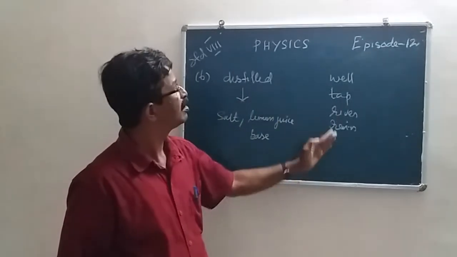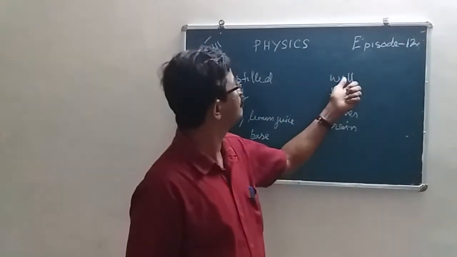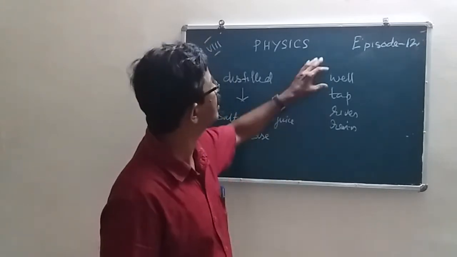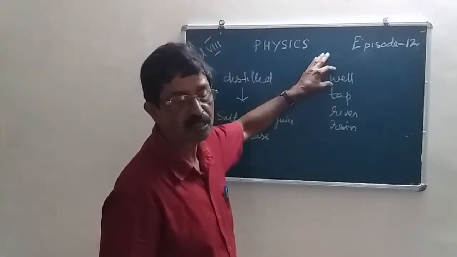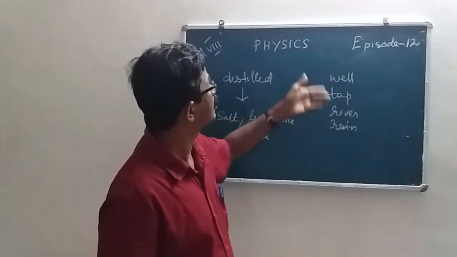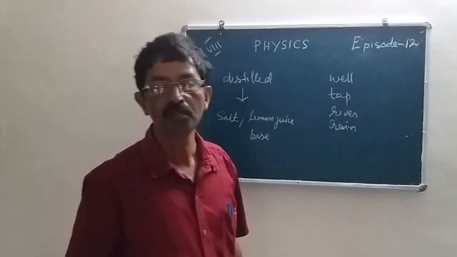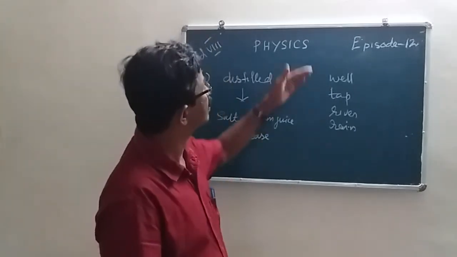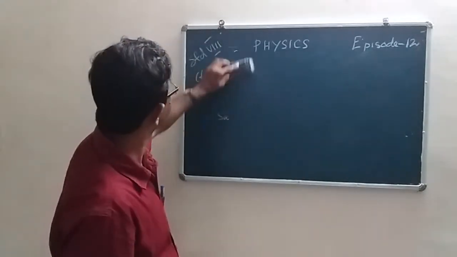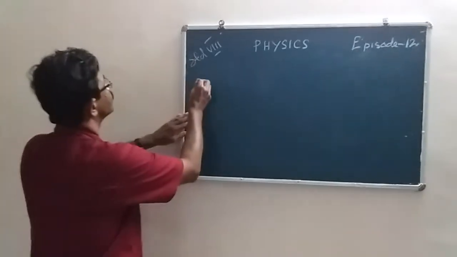Even though we take water from a well to drink and think it is pure, actually it is not pure water, because in well water or tap water or river water or rain water, some other salts are also dissolved from their environment. Okay. Now we can go to question number 7.